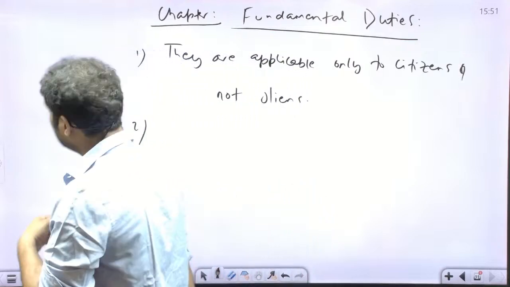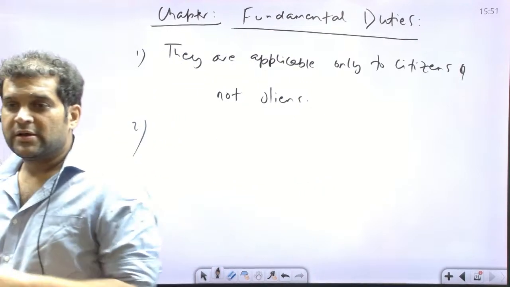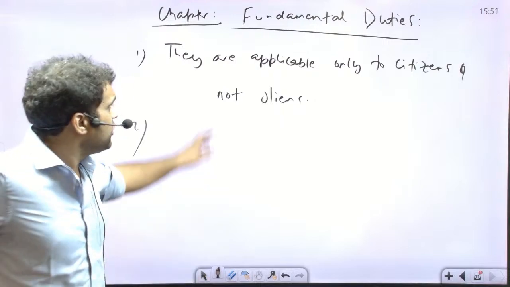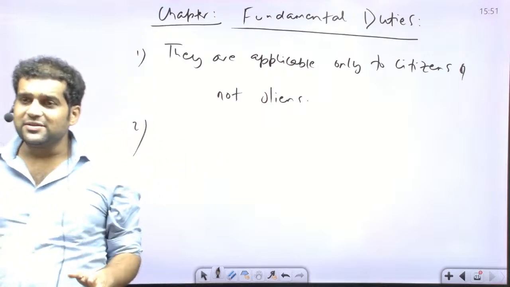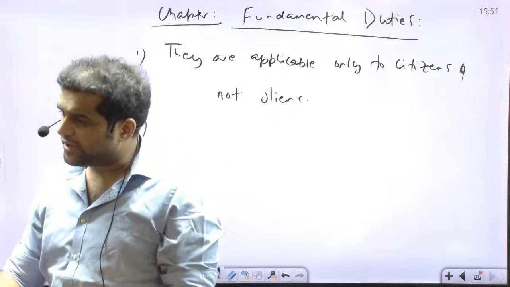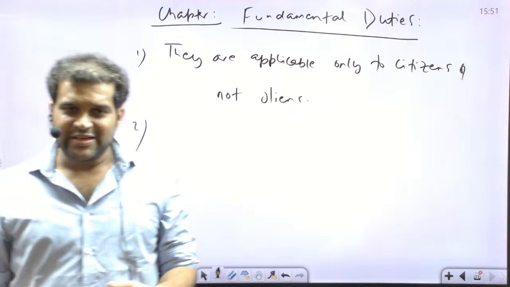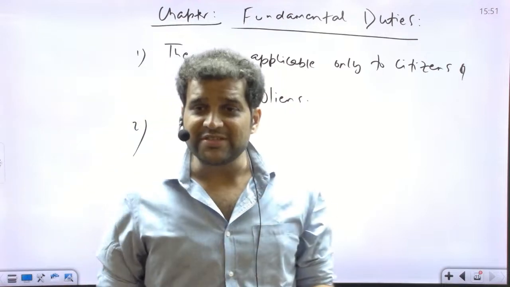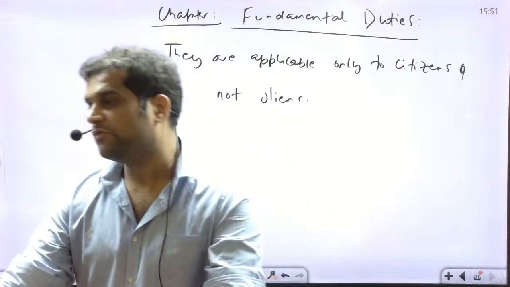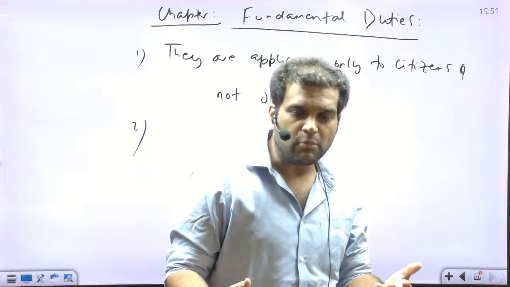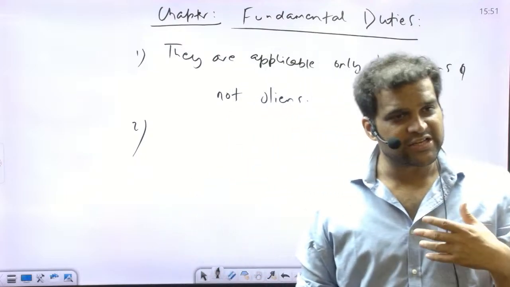Second important point. Just like the preamble, they are also non-justiciable. First of all, what are these fundamental duties? They are just a set of 11 duties. As of now, how many duties are there? 11 duties are there. They are just a set of 11 duties which the citizens of India are expected to follow, a set of certain moral code which we are expected to follow.